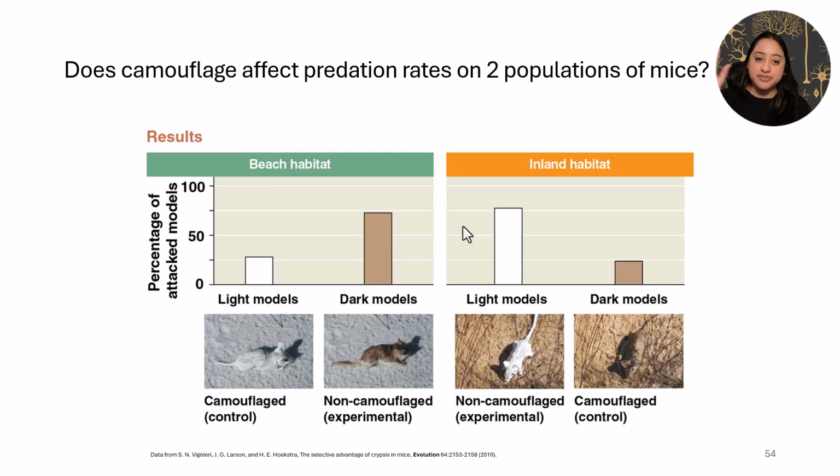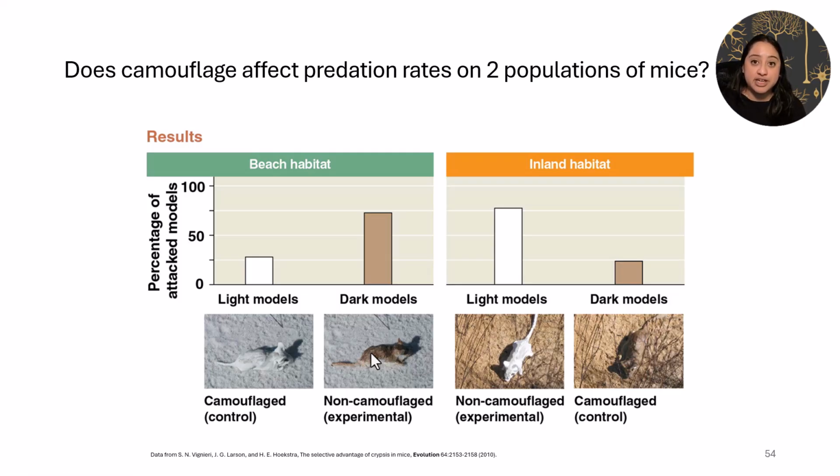On the left panel, we're focusing on the mouse models in the beach habitat. There were the light-colored models that were camouflaged, and then also in the beach habitat are the non-camouflaged dark models. They wanted to see in this beach habitat which one would get attacked more. And what they found was that the light models got attacked less on this light beach habitat, and the dark models did get attacked more on this beach habitat.